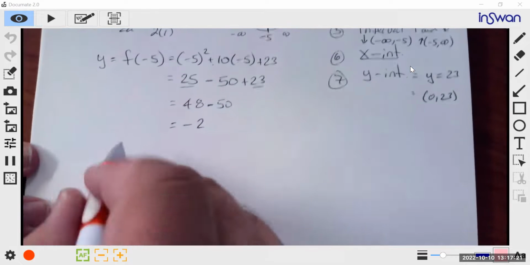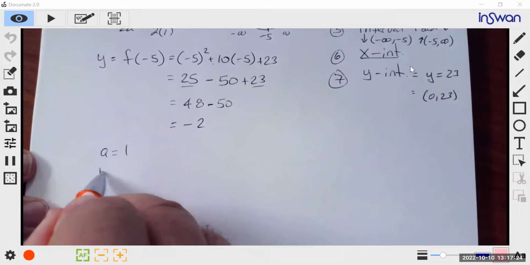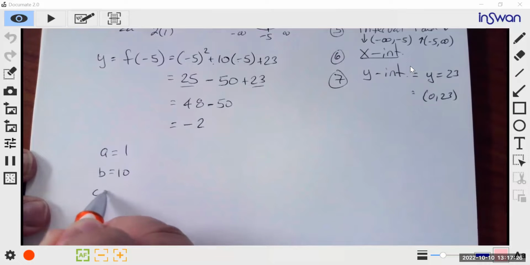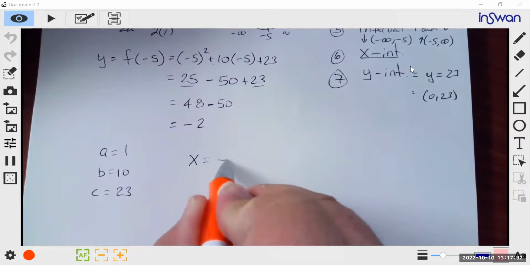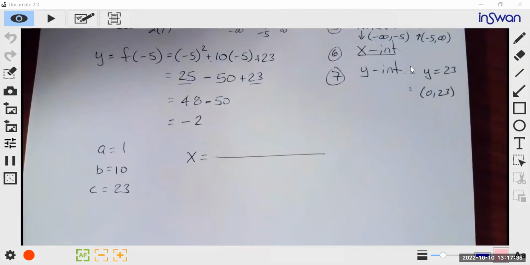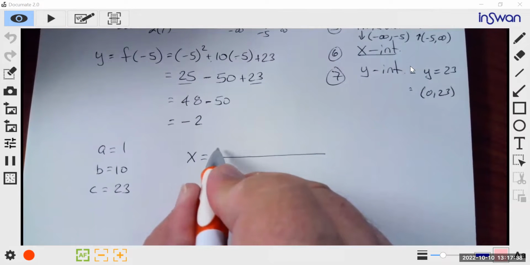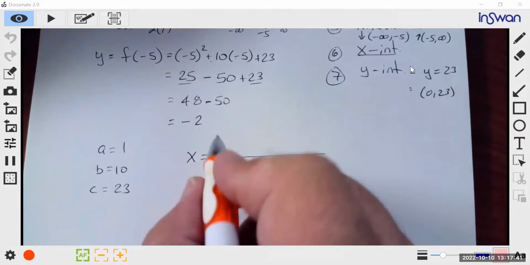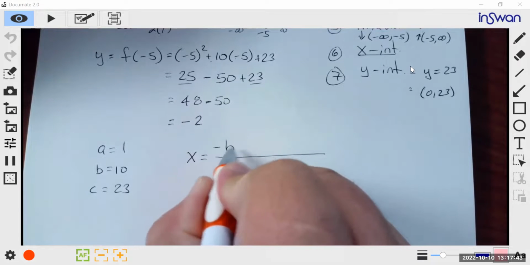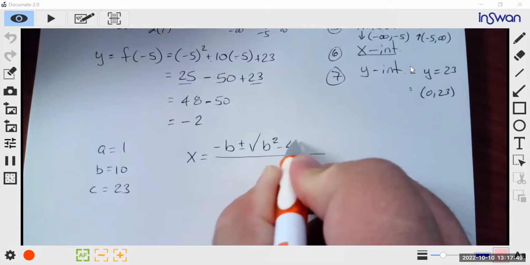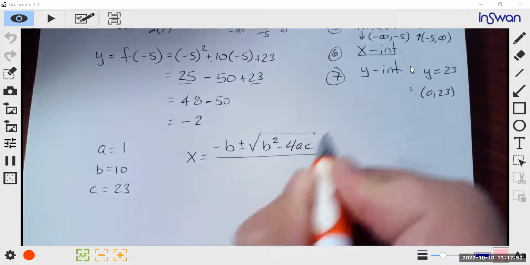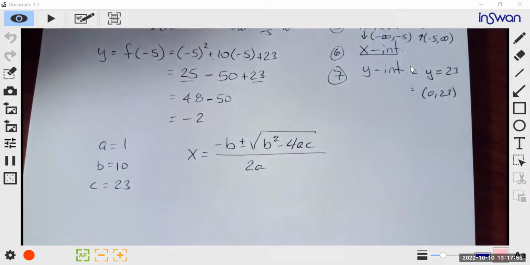So we know what A, B, and C are. A is 1, B is 10, C is 23. So what's the quadratic formula look like? What's the formula? That's the quadratic formula. Again, whenever you do these problems, write down the formula first to help you memorize it.